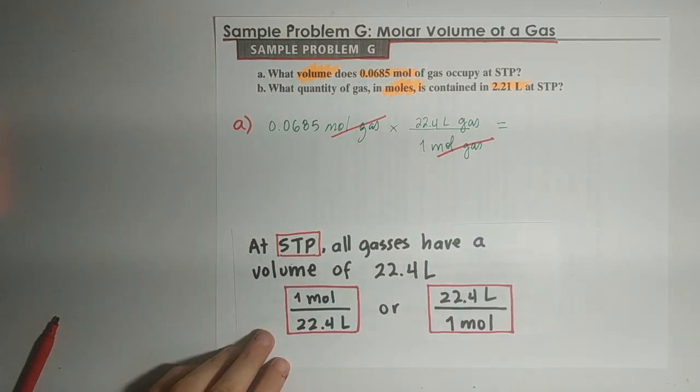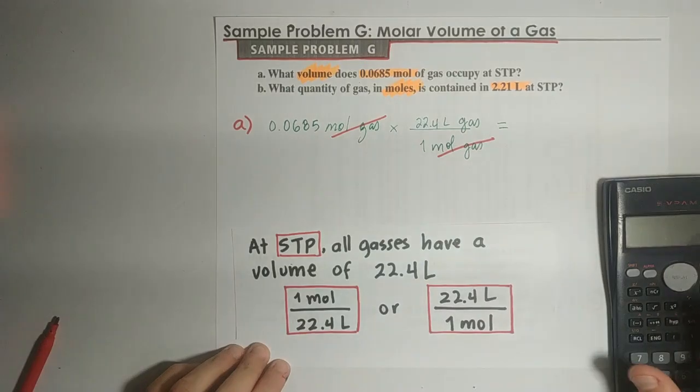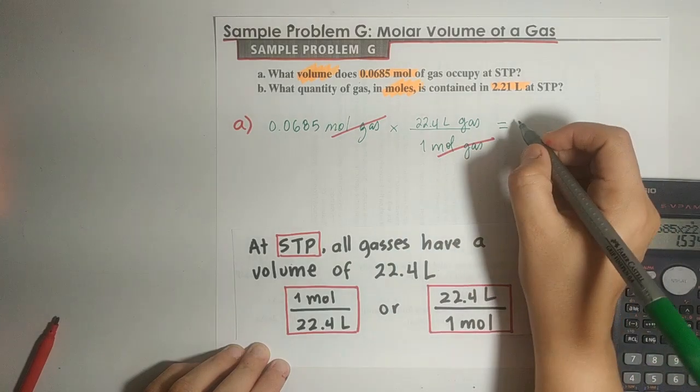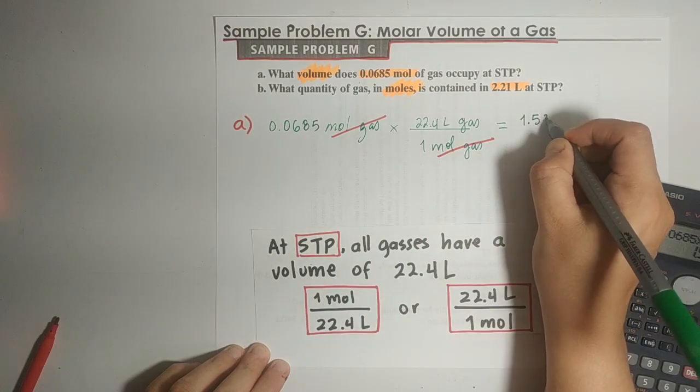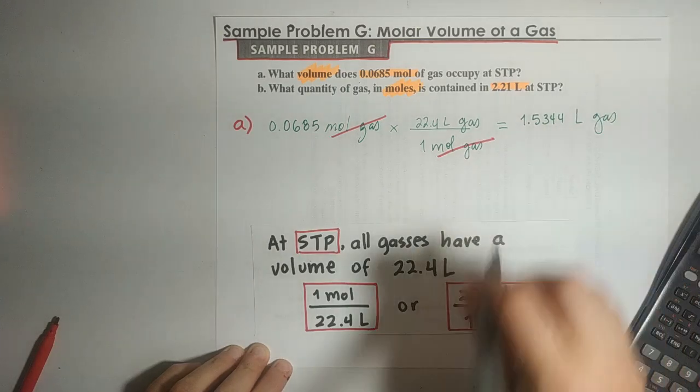And in my final answer, I will just multiply 0.0685 times 22.4. That gave me 1.5344 liters of gas.